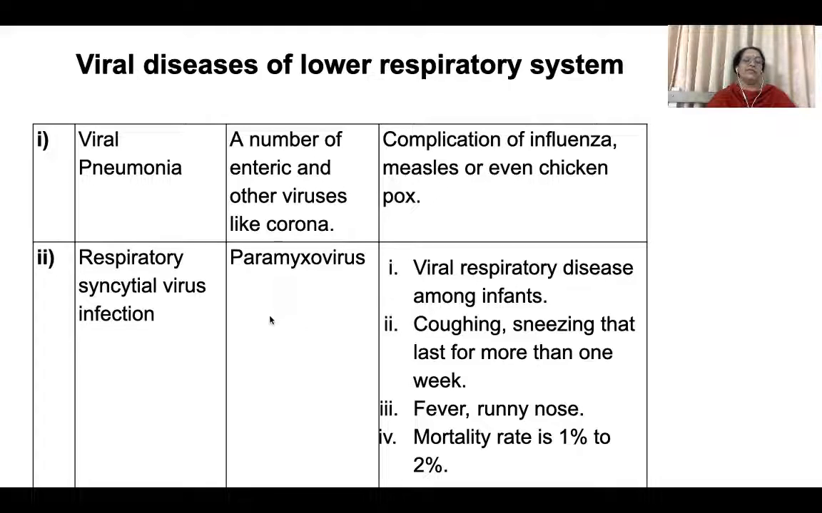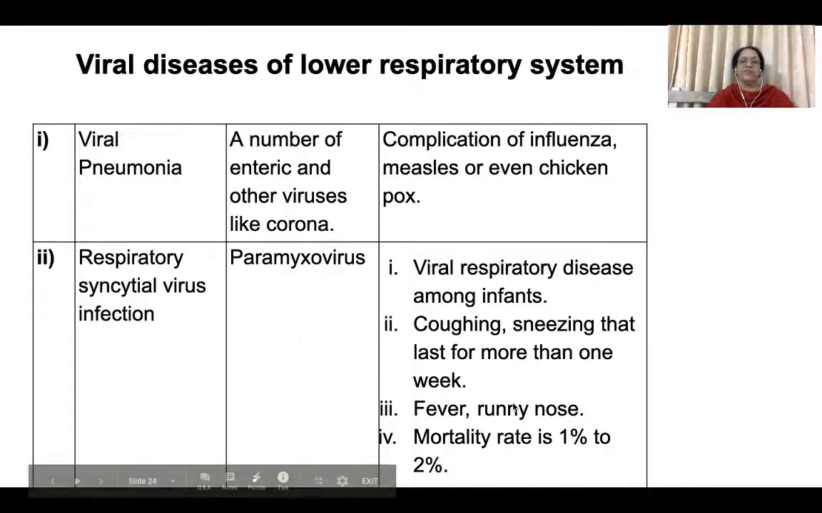Next viral infection is by paramyxovirus, and here the disease name given is respiratory syncytial virus infection. This is commonly observed in infants. Coughing, sneezing, which lasts for more than 1 week, is a symptom of it. There is a low to high grade fever with runny nose, that is watery secretions from the nostrils. Mortality rate is quite high, that is from 1 to 2%.